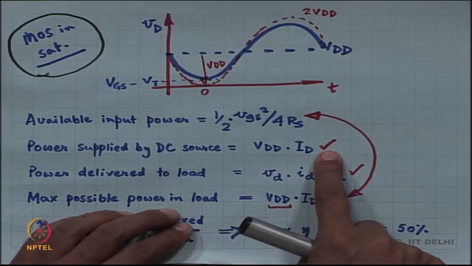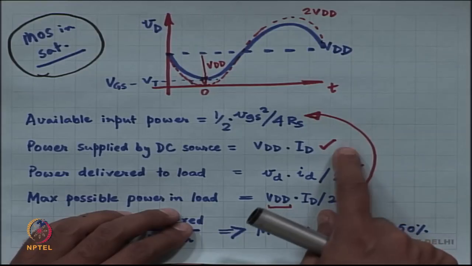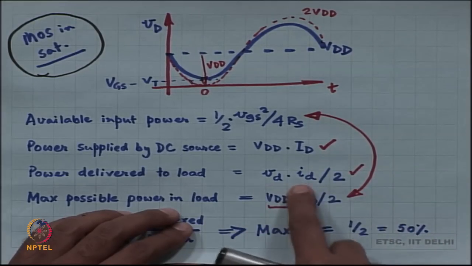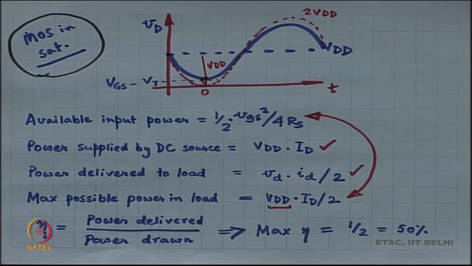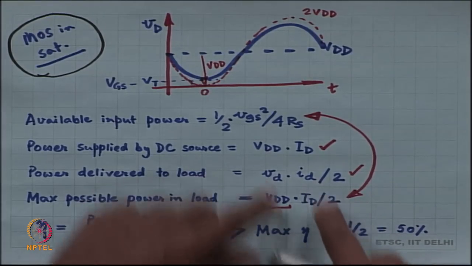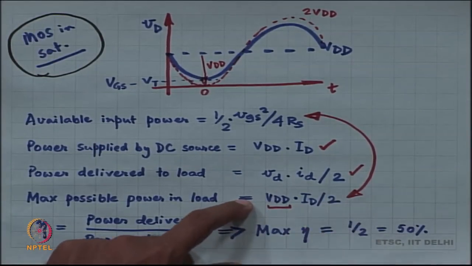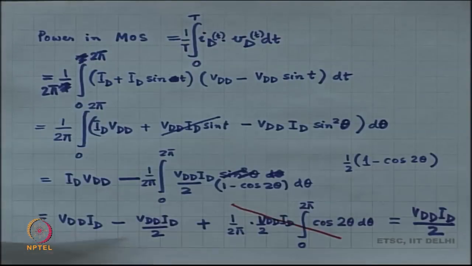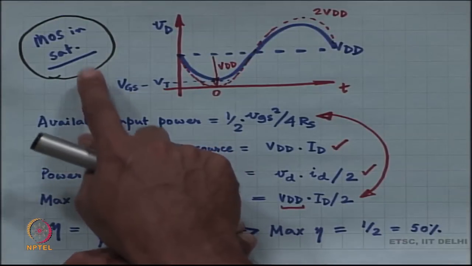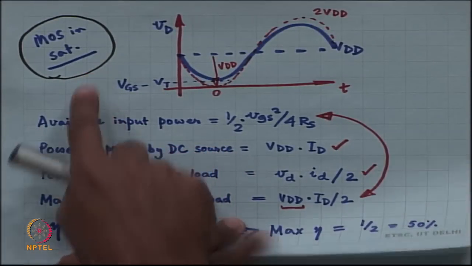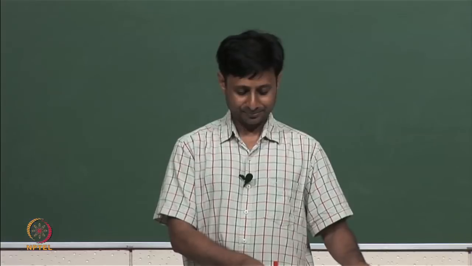VDD times ID is a golden truth, you cannot violate. Small v d small i d by 2, you are not going to violate. Okay. So, the only thing that gives me these numbers is I apply this constraint, I get these results. So, this must be something that we have to relook at. All right. Let us take another example.